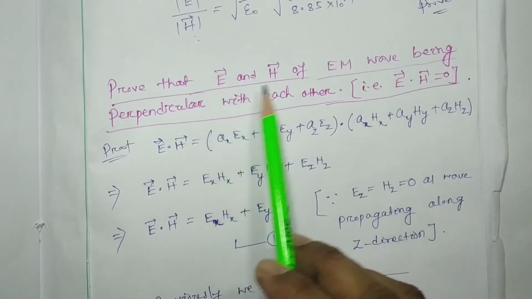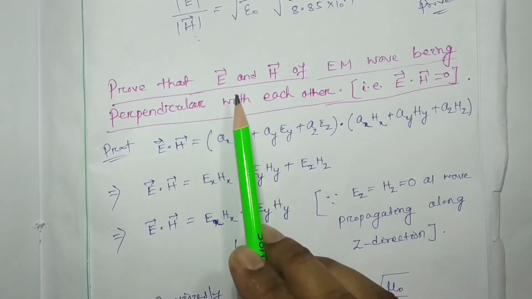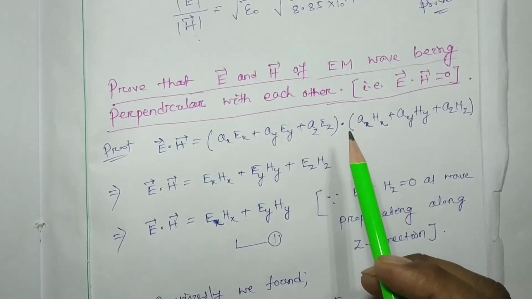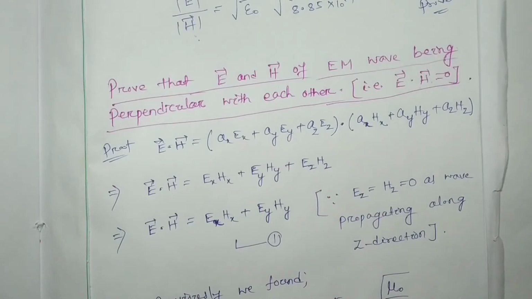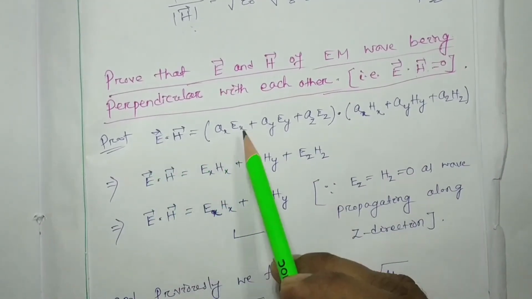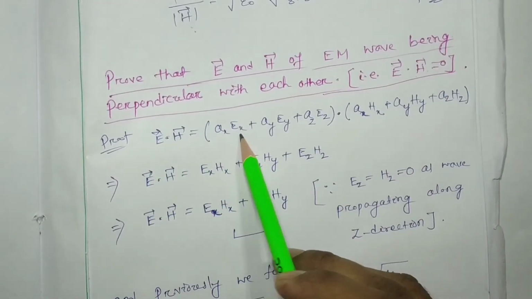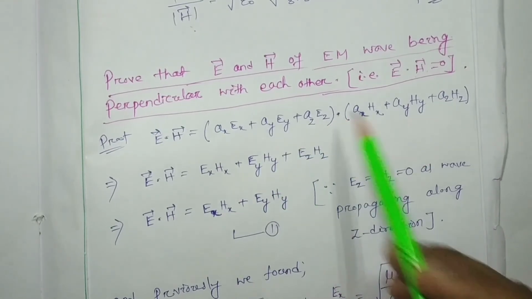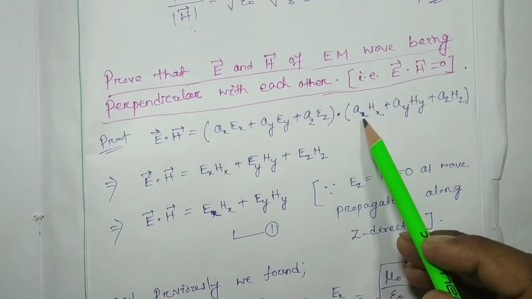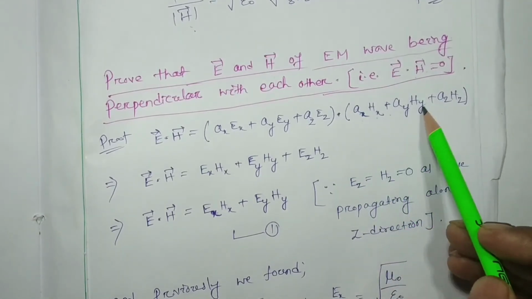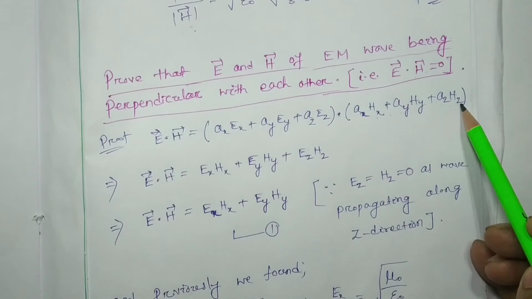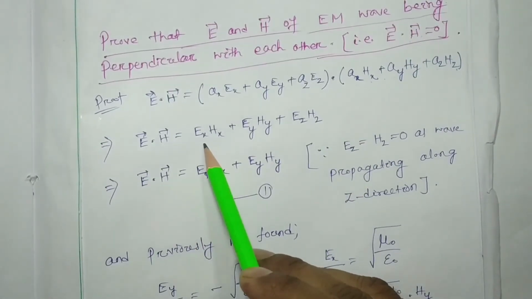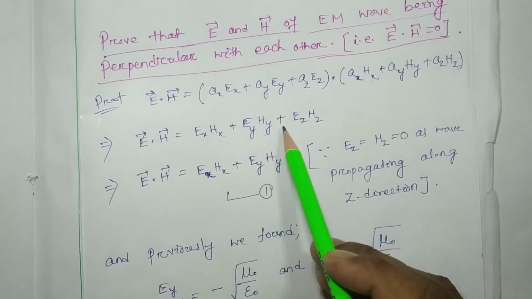That means the electric component and the magnetic component of an electromagnetic wave are always perpendicular to each other. How are we going to prove it? E can be written as AX EX plus AY EY plus AZ EZ, dot AX HX plus AY HY plus AZ HZ. So after doing the dot product, we find this will be Ex Hx plus Ey Hy plus Ez Hz.